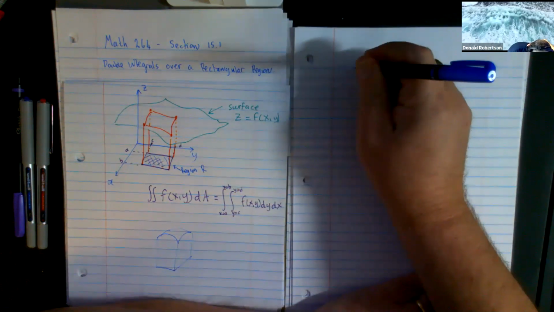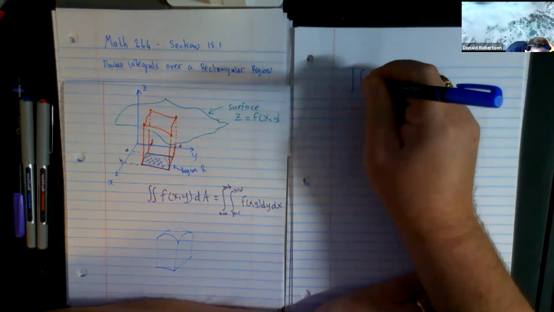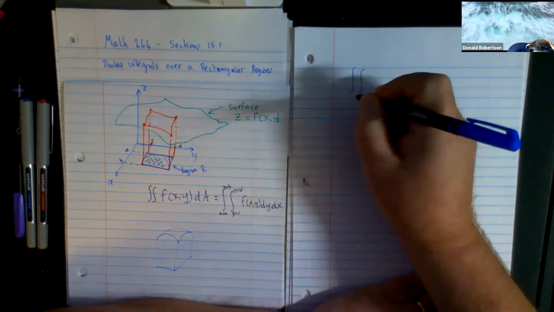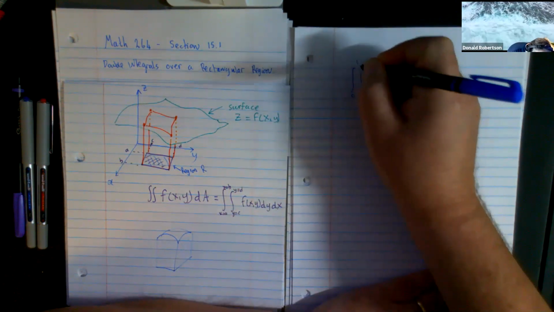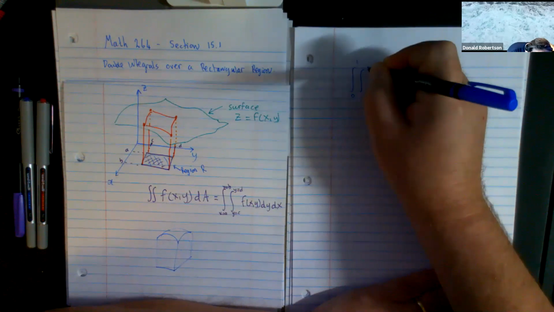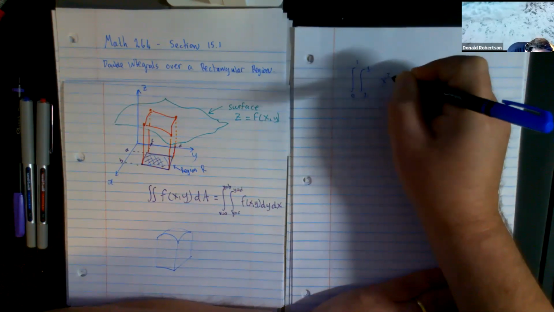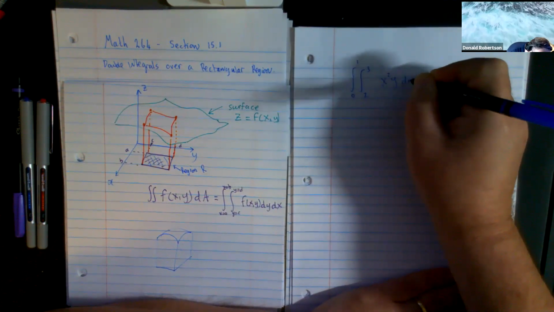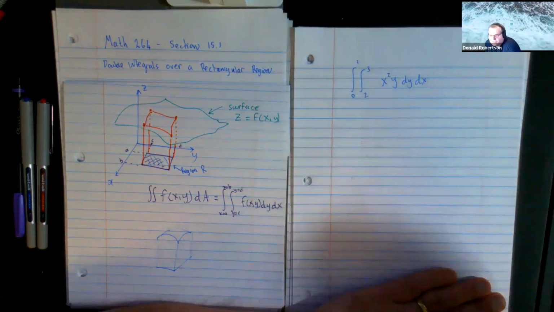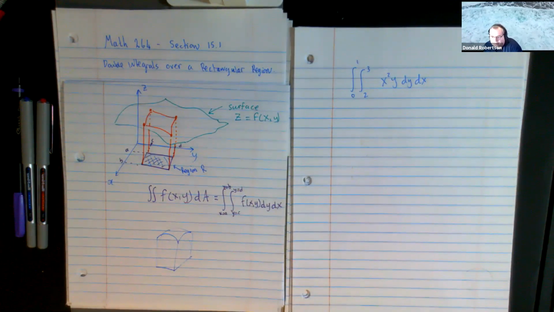So, suppose I said I would like you to do the double integral from 0 to 1 and from 2 to 3 of x squared y dy dx. In this case, you don't need to worry about what everything is because this is given to you on a plate, right? All the things are in the right place.